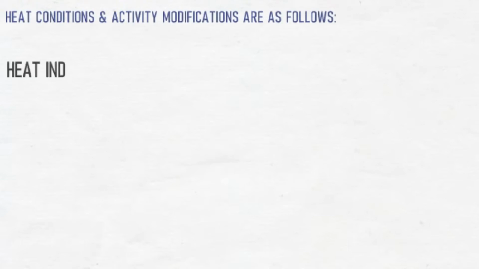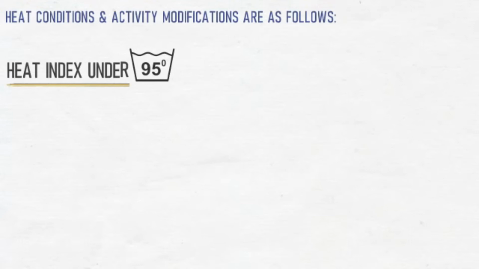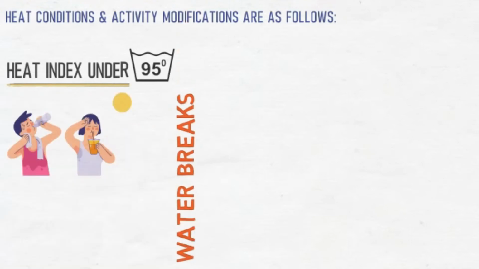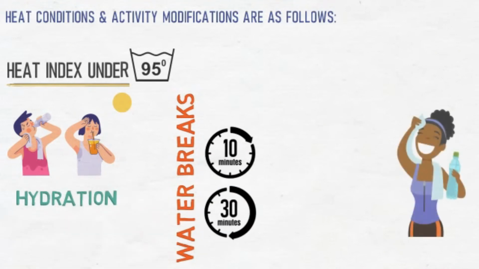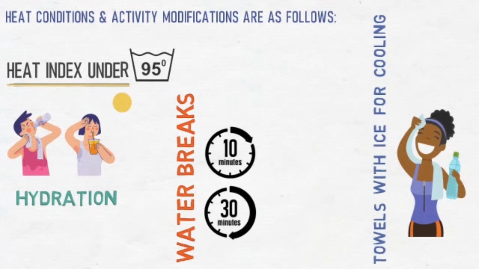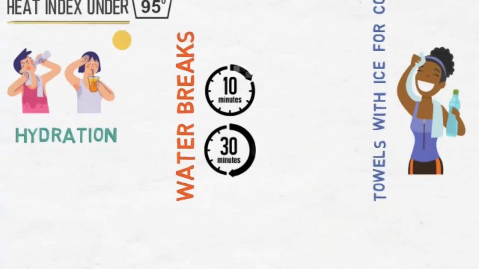Heat conditions and activity modifications are as follows. Heat index under 95 degrees. 1. Optional water breaks every 30 minutes for 10 minutes in duration to allow hydration as a group. 2. Have towels with ice for cooling of athletes as needed.